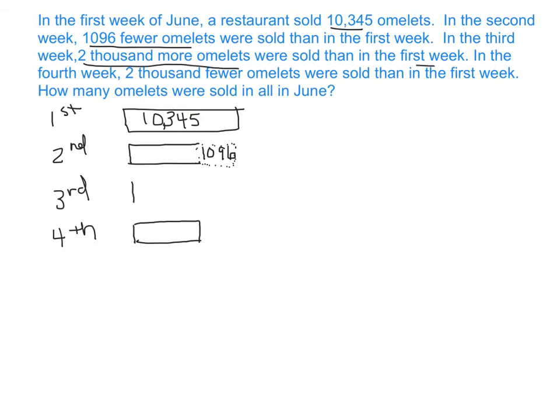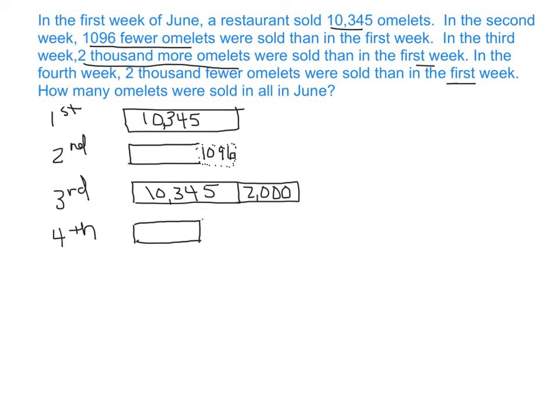So I will give the third week the 10,345, same as the first week. But, of course, I have to give it an additional 2,000 more omelets because they sold 2,000 more that week. Then the fourth week, it says 2,000 fewer omelets were sold than in the first week.